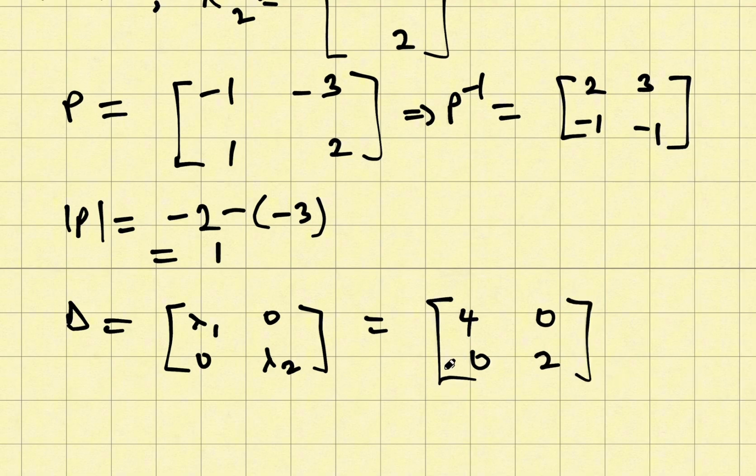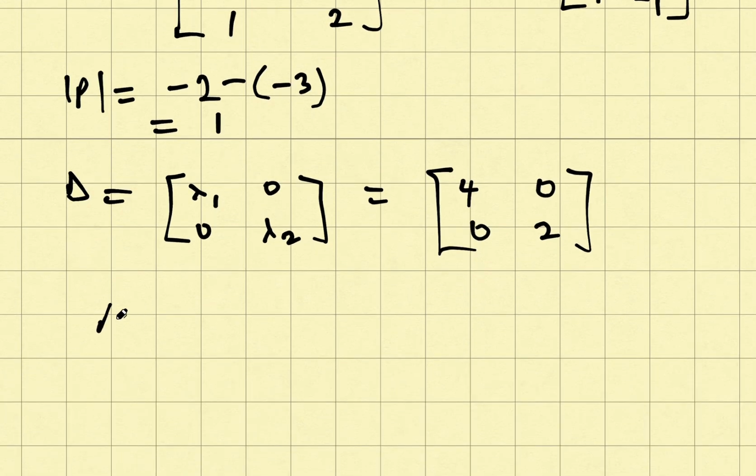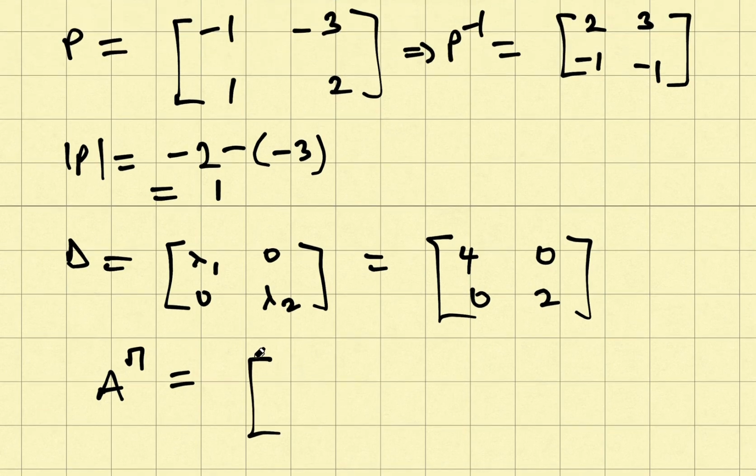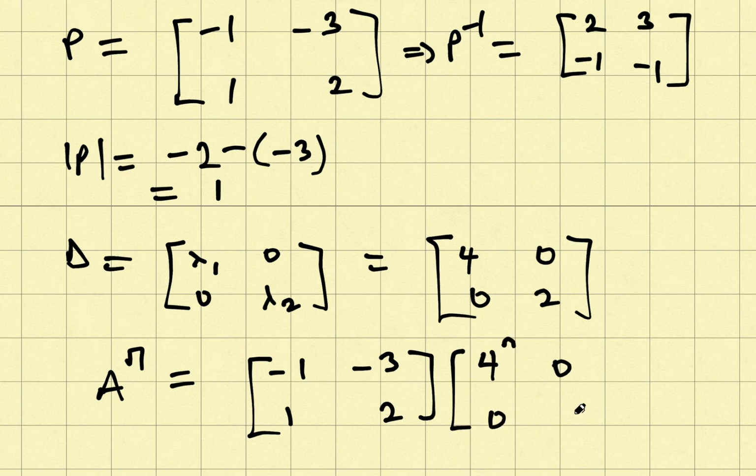And finally, I said that to now compute A raised to power n of any matrix, all you need to do is to start with your matrix P, which is negative 1, 1, negative 3, 2. Then this will just be 4 raised to power n, 0, 0, 2 raised to power n, multiplied by the inverse of that matrix, which is 2, negative 1, negative 3, 1.